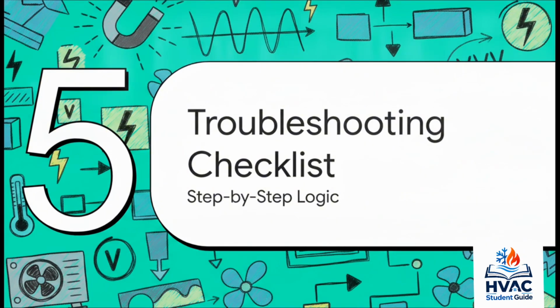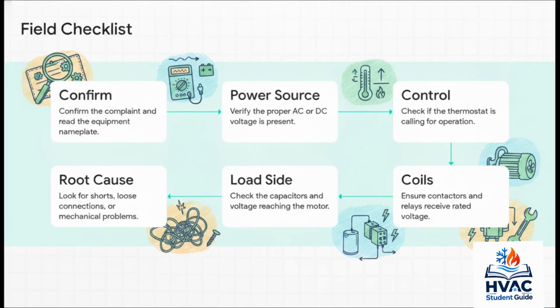And finally, Section 5, the ultimate troubleshooting checklist, step-by-step logic. Walk through this exact logical order every single time. 1. Confirm the complaint and check the nameplate so you know the baseline. 2. Verify your power source. Measure that correct AC or DC voltage. 3. Check the control signal. Is the thermostat even asking the unit to run? 4. Test those coil-operated devices to see if the contactor is receiving voltage and pulling in. 5. Check your load side and your capacitors.